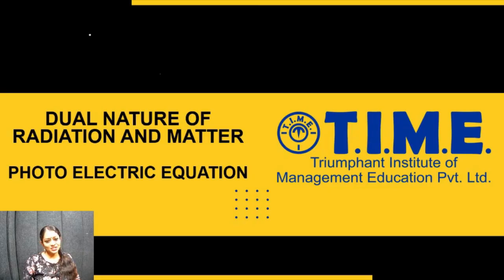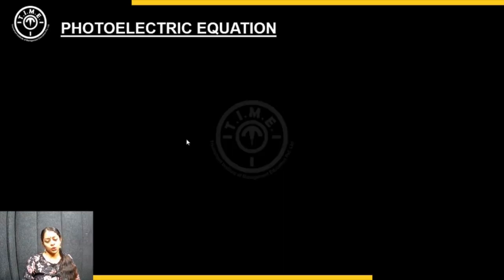So in this session, we are going to discuss the topic photoelectric equation from the chapter Dual Nature of Radiation and Matter. Hope you know what is photoelectric effect. What is that? Yes, it is the process of conversion of light energy to electrical energy, that is current. Okay, so how does this happen?